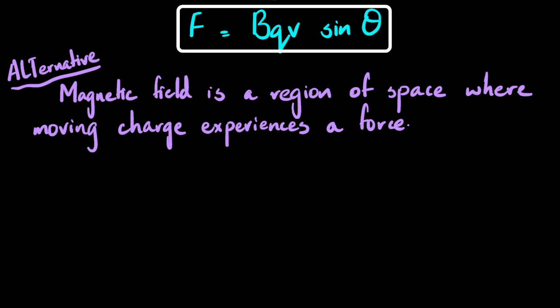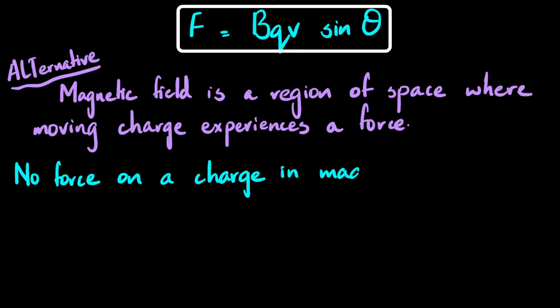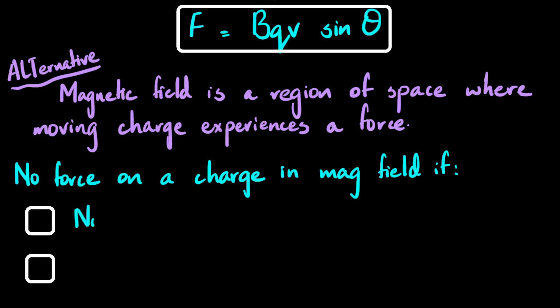So really there are two conditions here where no force can be experienced. So no force on a charge in a magnetic field if either of the following happen. If the charge is not moving, this is one way you can have no force, so V is 0. Or if it's moving parallel to the direction of the field.